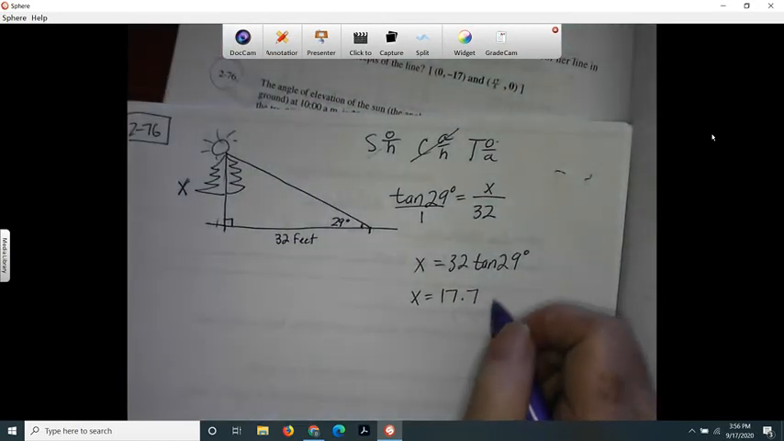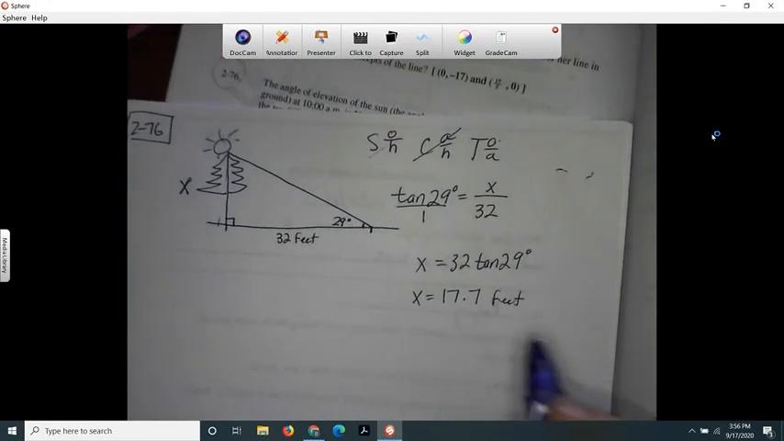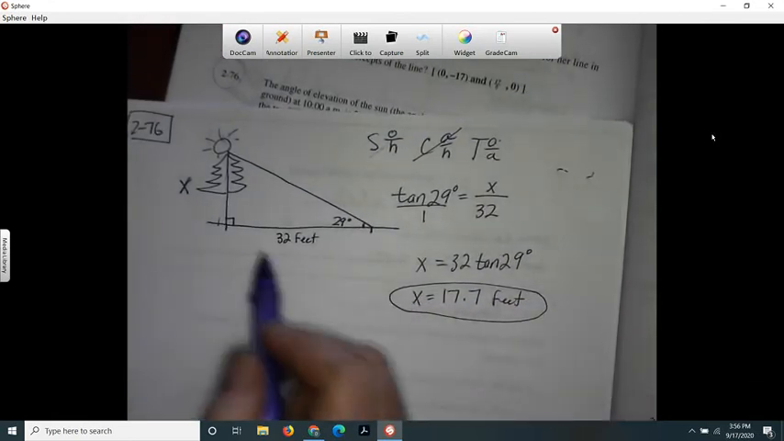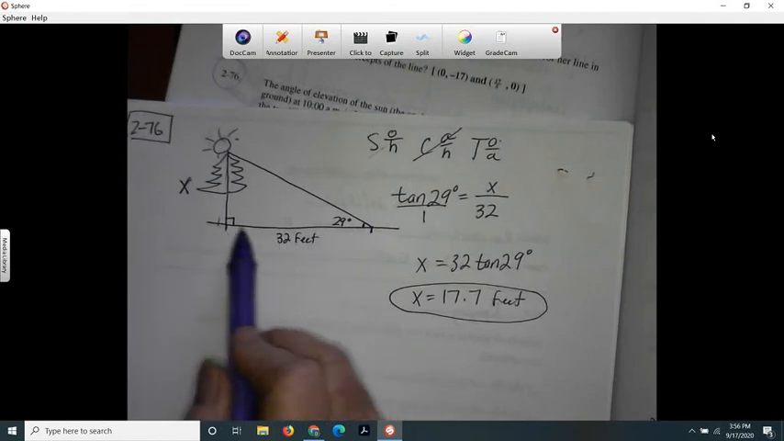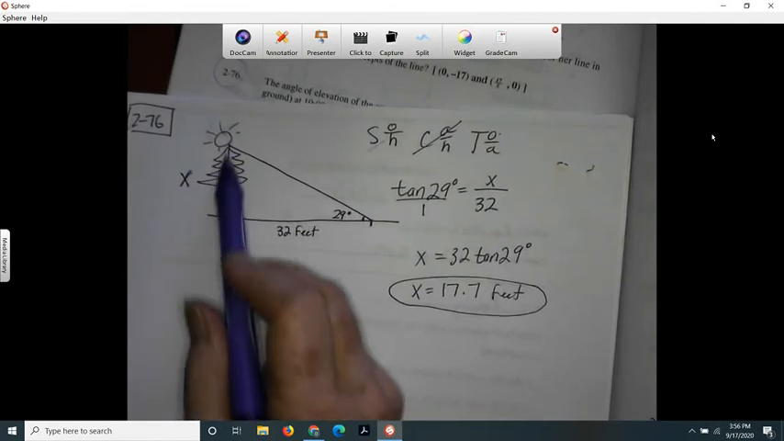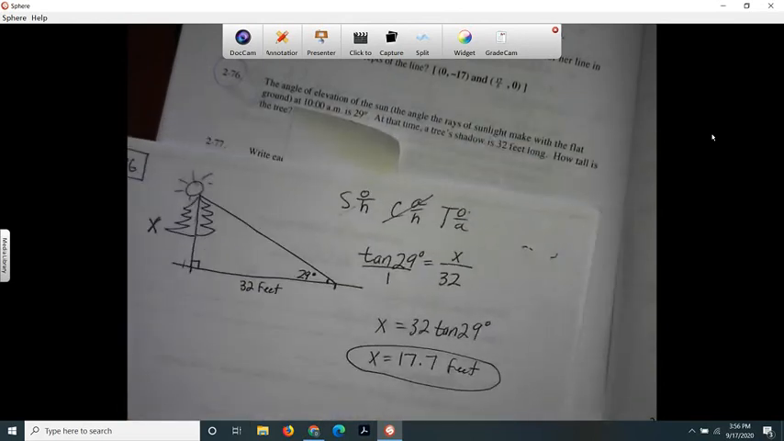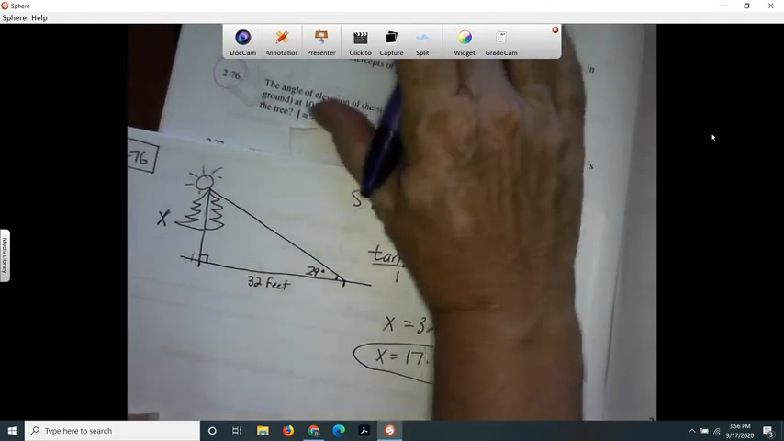And that seems to make sense because when I look at my picture, it could be 17 feet tall, so I think it's correct. I think your book has it as 17.74 because they rounded.